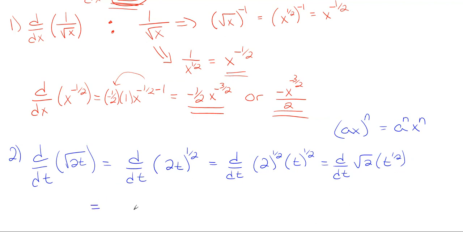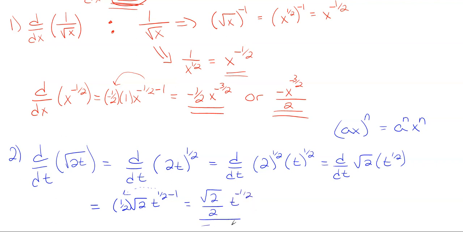So we will have our constant square root of 2, the variable we're taking the derivative with respect to, and then we have our power of 1/2. Take that power of 1/2 and multiply it in front, and then subtract 1 from it. So what we have here, if we simplify terms, we have the square root of 2 over 2 from the 1/2 times t to the minus 1/2.